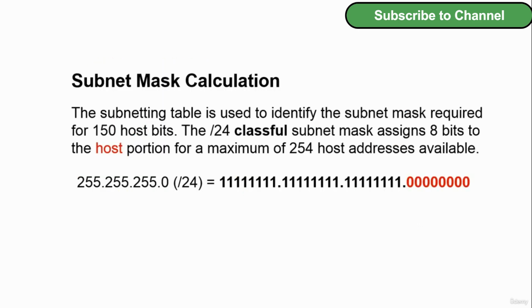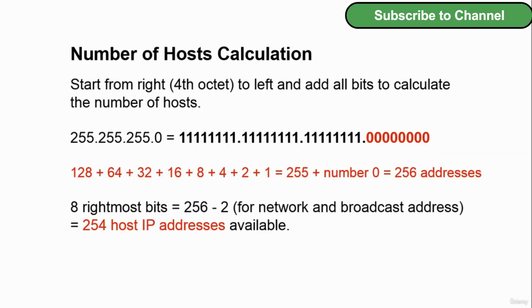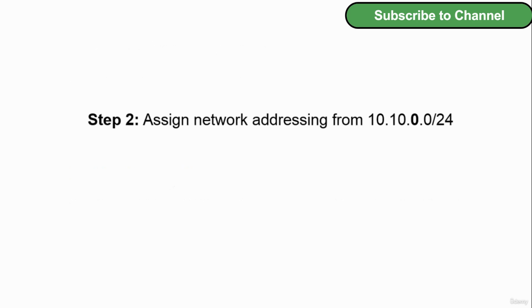So the subnet mask calculation. What I'm going to do here, I've got 150 hosts. So I'm going to use all 8 host bits here to get me that 150. So what I do then is this third octet is where I'm going to start creating some subnets. So number of host calculation, it's all 8 bits. So that's 255 plus number 0, so that's 256. Minus the 2 is the 254 host IP addresses as a maximum. So I'm going to assign network addressing from 10.10.0.0.